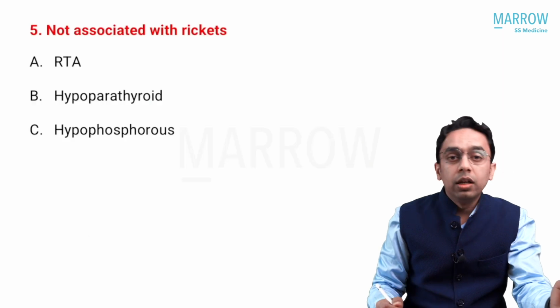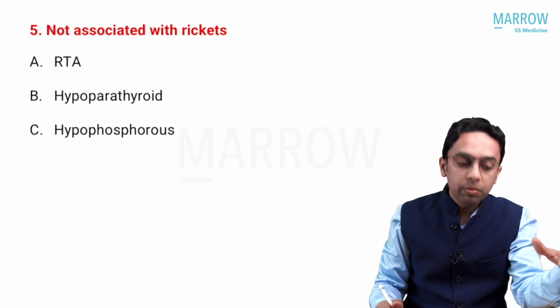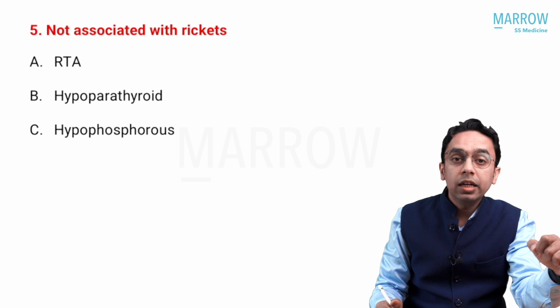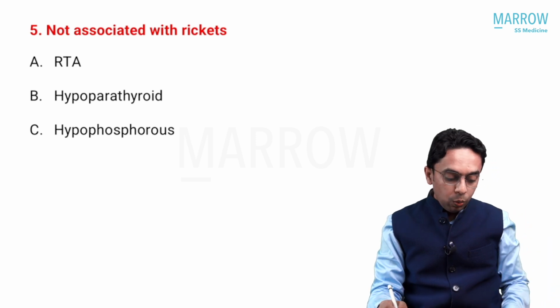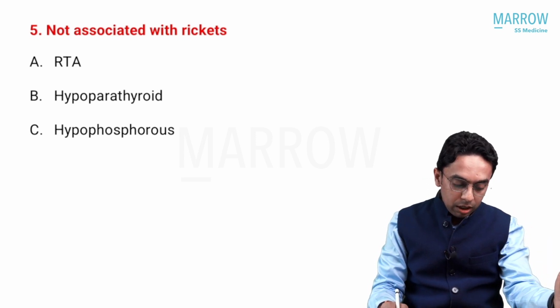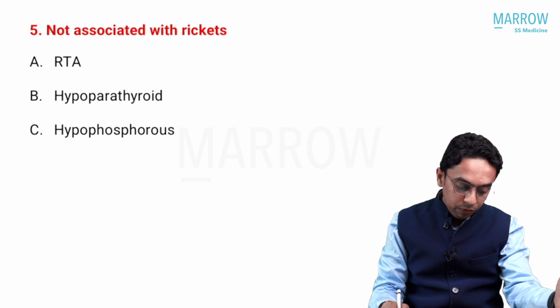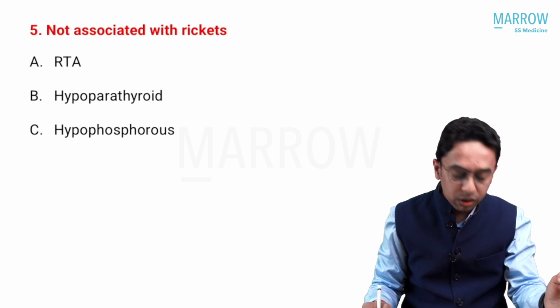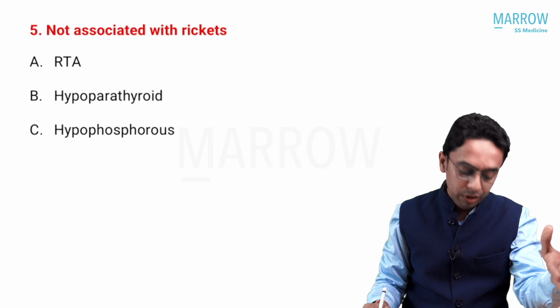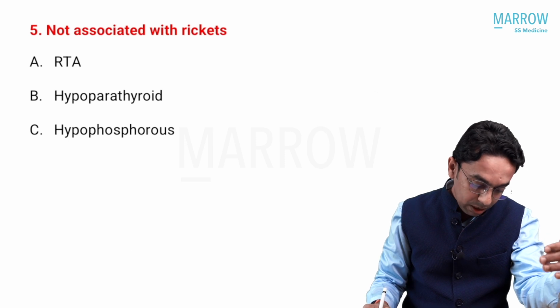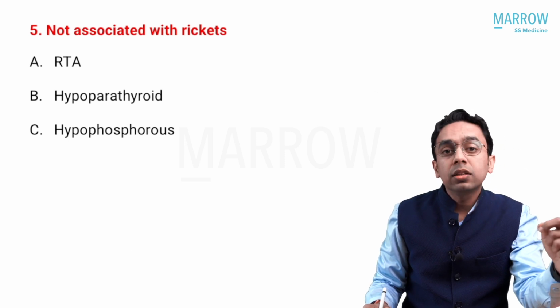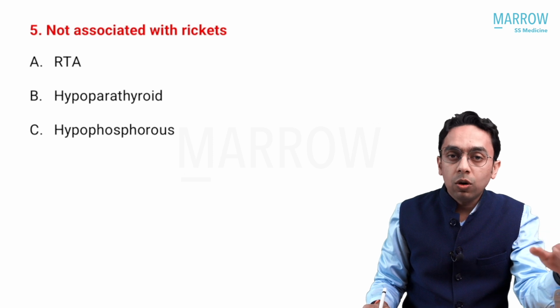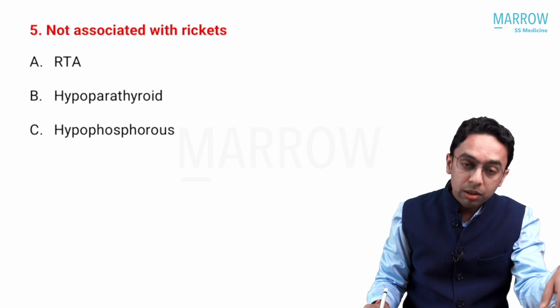Okay, let's move on to the next question. Question number 5, not associated with rickets. So whether it is RTA, hypoparathyroid, or hypophosphorus. So renal tubular acidosis, we know that it is associated. Hypoparathyroid is not at all associated with rickets.